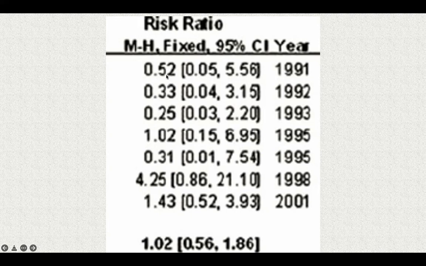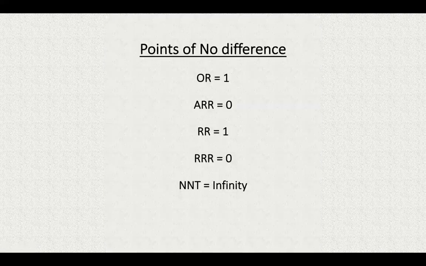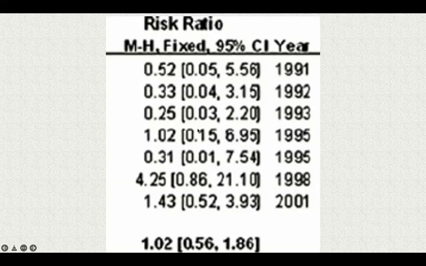Now see the values. We usually have 3 values, 1, 2, and 3. Now remember, what is the point of no difference for the risk ratio or relative risk? It is 1. You will have to see all of these 3 values. Are these greater than 1? If they are greater than 1, not just 1, not less than 1, but greater than 1, that means your study is significant.